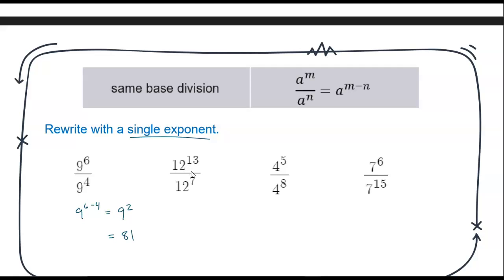How about 12 to the 13th over 12 to the 7th? 12 is our base. We're going to subtract the exponents, 13 minus 7. So this is 12 to the 6th. Same idea here. Our base is 4. We will subtract the exponents, 5 minus 8. We get 4 to the negative 3. And for the last one, 7 is our base, and we get 6 minus 15. 6 minus 15 is negative 9, so this will just be 7 to the negative 9.